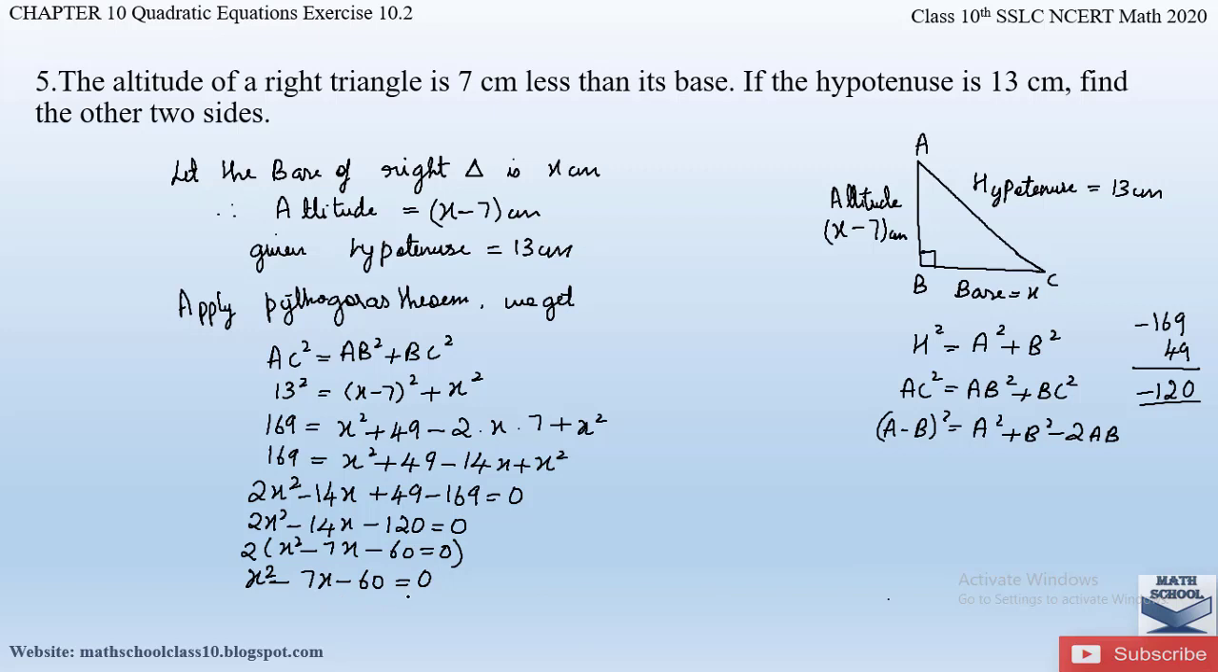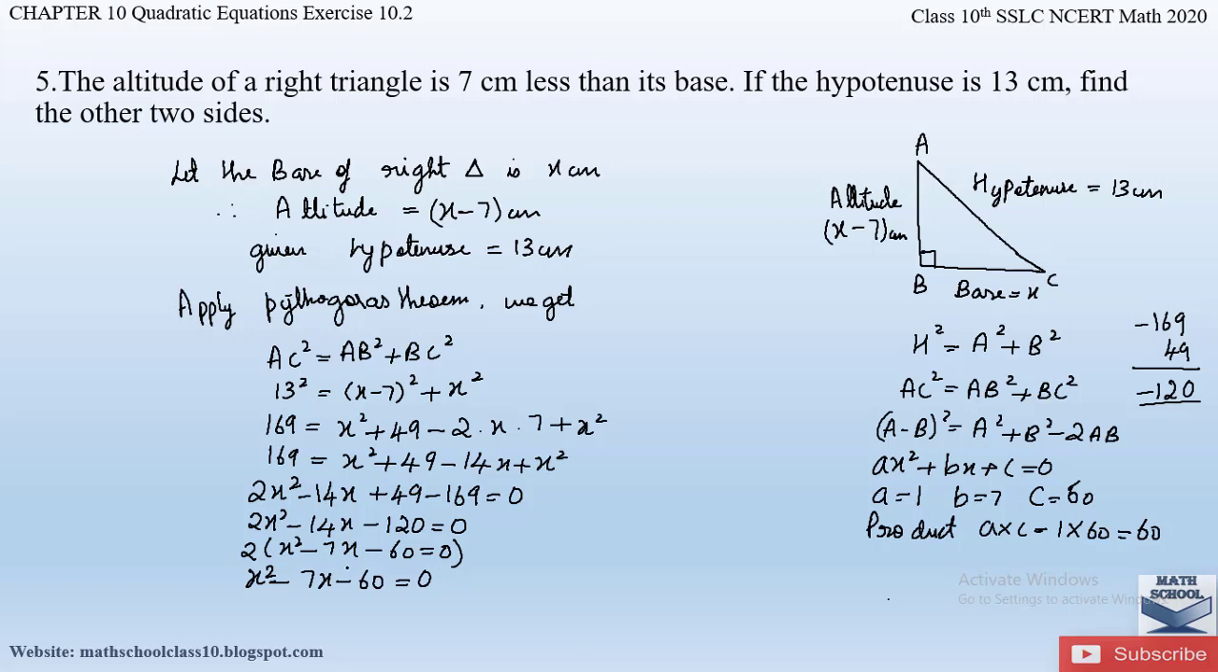Now this is in the form of a standard quadratic equation, ax square plus bx plus c is equal to 0, where a is equal to 1, b is equal to minus 7 and c is equal to minus 60. Now for the product we have to take a into c. So a into c is equal to 1 into 60, that is equal to 60.